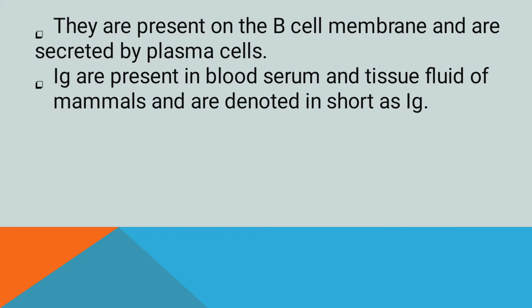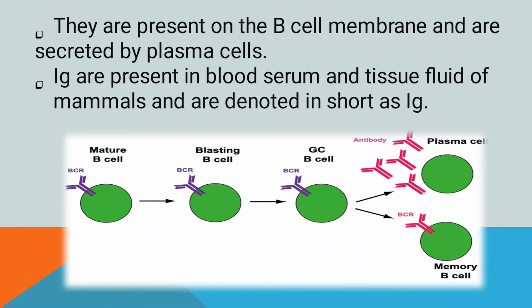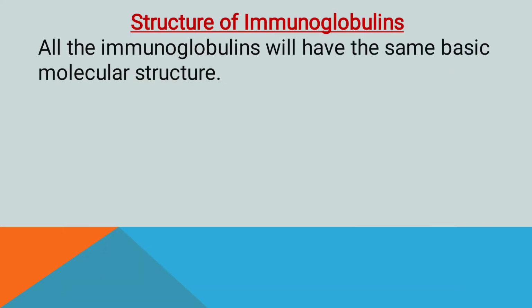They are present on the B cell membrane and are secreted by the plasma cells. Antibodies are present in the blood serum and tissue fluid of mammals and are denoted in short as Ig. Whenever a pathogen enters our body, these immune cells get activated, and the B cells differentiate into memory and plasma cells, and these plasma cells produce the antibodies.